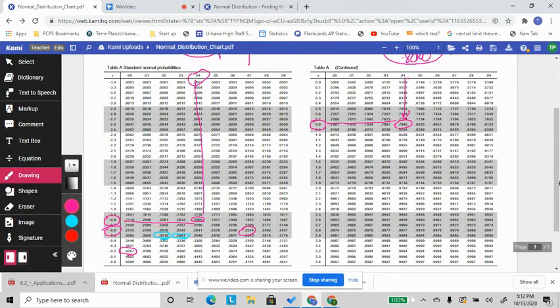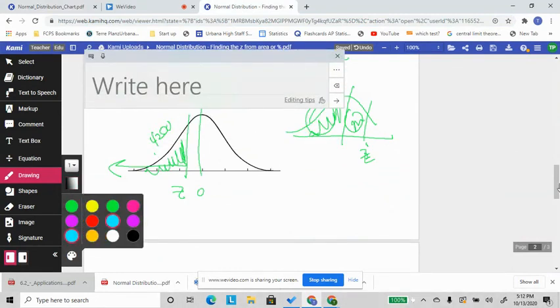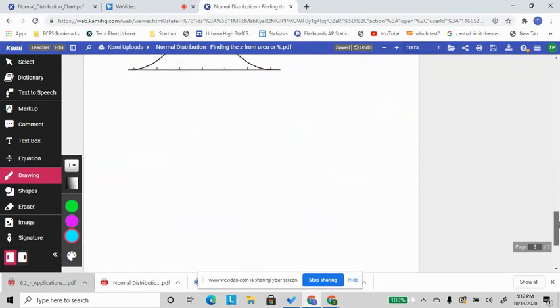So 4207. So negative 0.2. That's it, negative 0.2. So the z is negative 0.20. It's just negative 0.2. And that is your z-score for 42% to the left. And then now we're done.